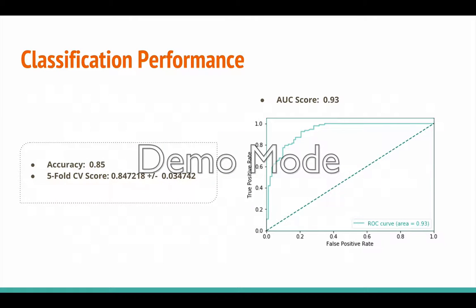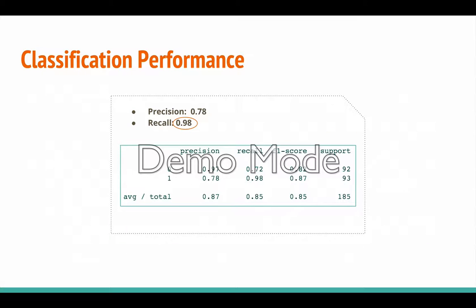So here is the classification performance. Accuracy was 0.85, which is not too bad, although we did not really optimize for accuracy. The 5-fold CV score was pretty close to accuracy, at 0.84. And the AUC score is 0.93, so pretty good coverage there.